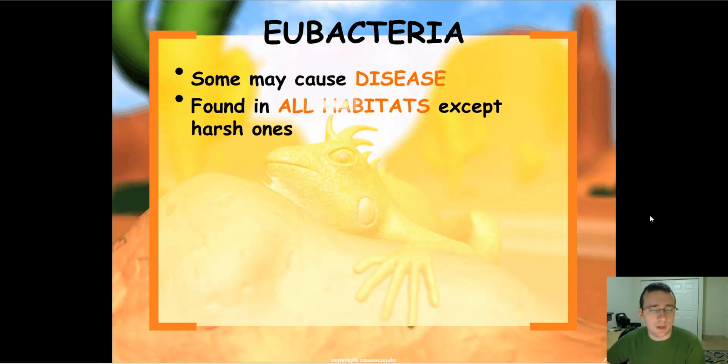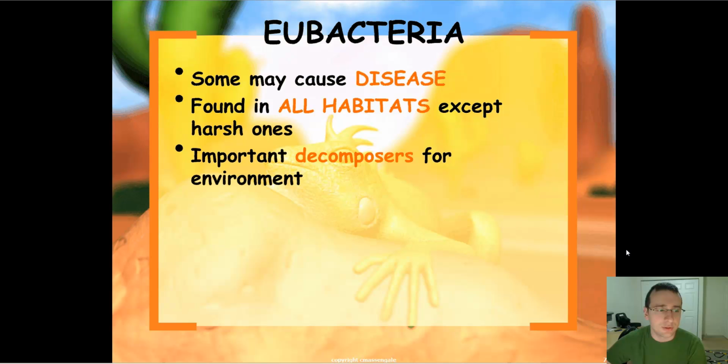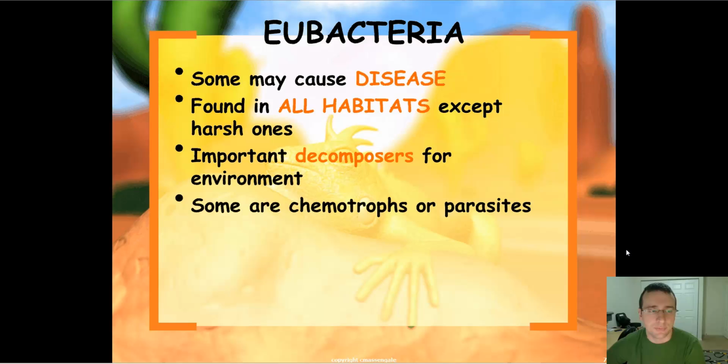But then you also have the eubacteria. It's a little bit bigger, and some of them cause disease, and they're found everywhere except the harsh environments. Although I would say the stomachs and intestines of animals are harsh environments, but a lot of these organisms will live in those environments symbiotically with the animals, allowing them to digest things like cellulose, which a lot of animals cannot. And they're important for the environment because they are the main decomposers, and some of them, of course, are parasites or chemotrophs like their predecessors, the archaean bacteria.